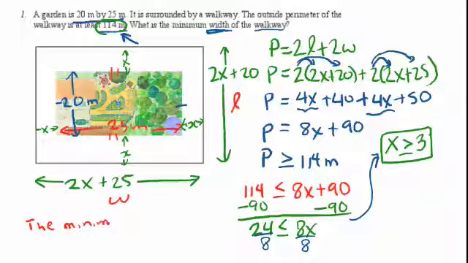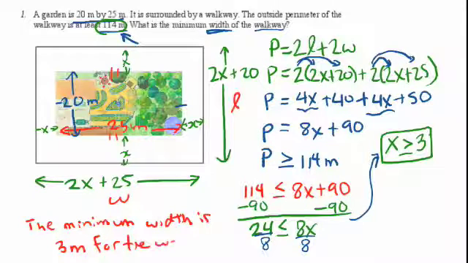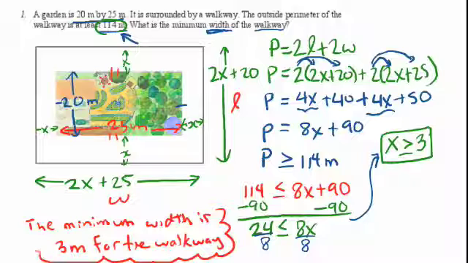Always have a concluding statement. Width is 3 meters for the walkway. And your teacher will be impressed that you included a final statement.